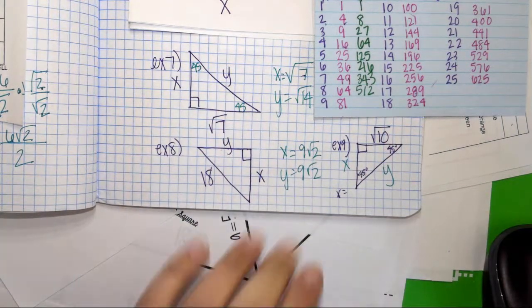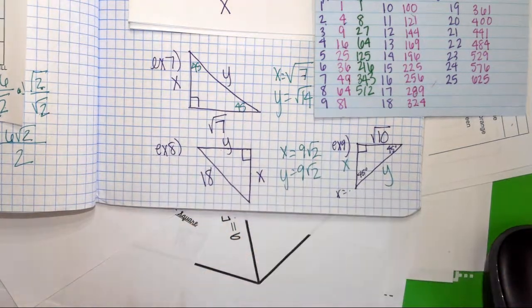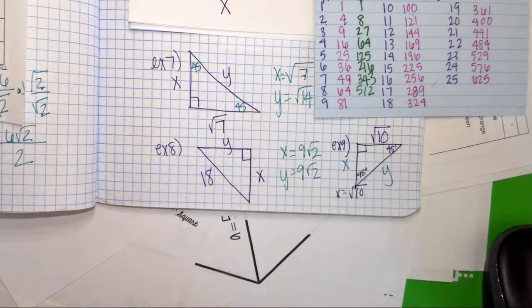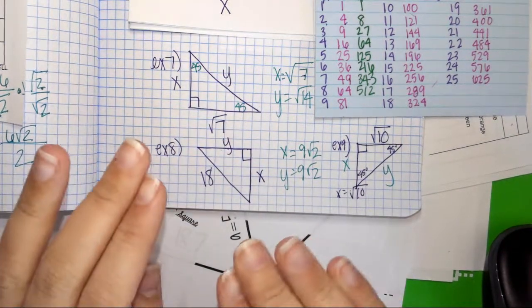Alright, what is x? No. Root 10. Now guys, 10 and root 10 are two different numbers. Cameron.